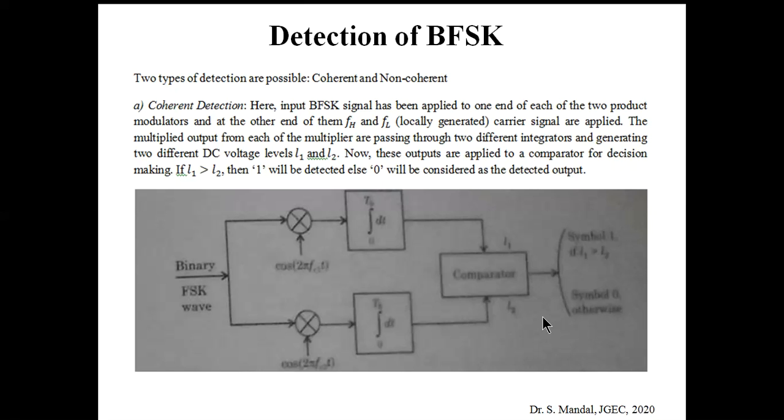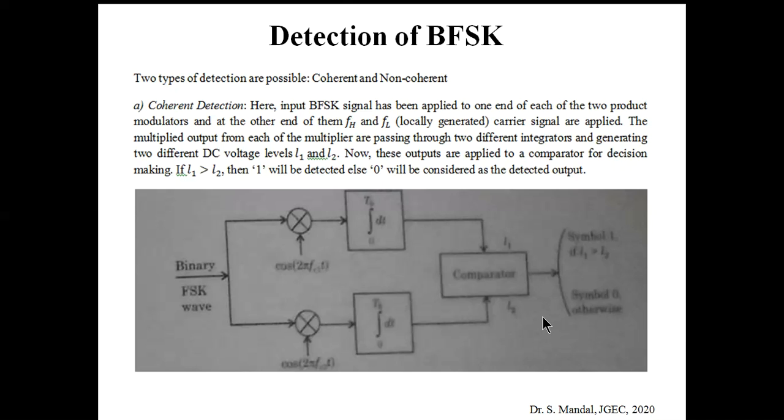Now coming to the detection of BFSK. There are basically two types of detection technique from which we can reconstruct the original digital sequence from the BFSK signal. The first one is the coherent detection.